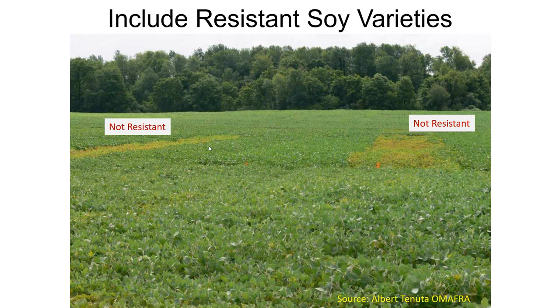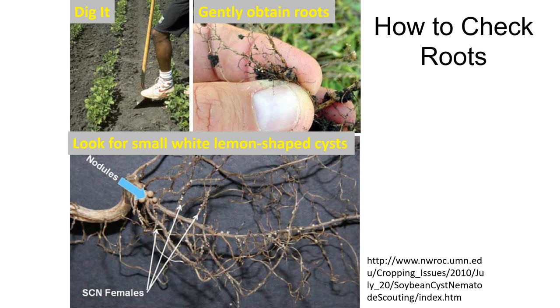You can include resistant soybean varieties in your rotation. Here are examples from Ontario where these are resistant soybean varieties, and here are non-resistant varieties that really show up. You can see the nematode is just hammering those non-resistant varieties, okay? So we do have some resistant varieties to SCN, so you may think about including that in your rotations. You don't have to do it every time you grow soybean, but if you mix it in, it can keep the populations down.